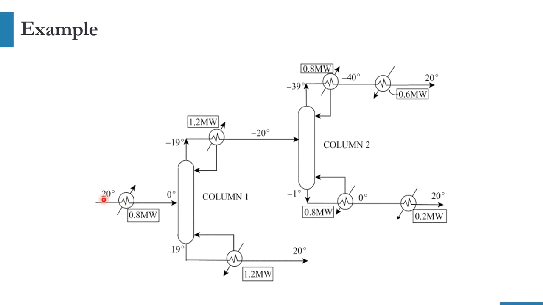We can say the stream is entering at 20 degrees centigrade, it is leaving at 0 degrees centigrade, and the total heat load of this stream is 0.8 megawatt. I hope it is clear to you. Then going here, it is at minus 19 degrees centigrade, leaving at minus 20 degrees centigrade, and the heat load is 1.2 megawatt. Then it is entering at 19 degrees centigrade and leaving at 20 degrees centigrade, and it is 1.2 megawatt heat load. The first column is completed: 1, 2, 3, three streams, and their heat loads were given.